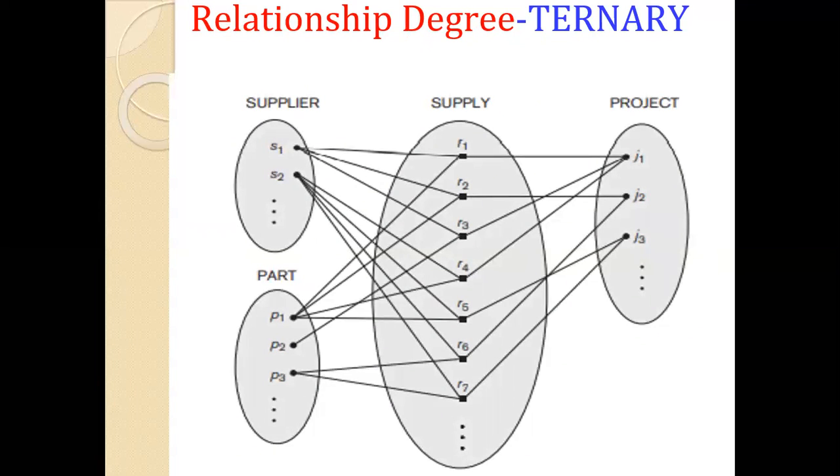Here is how to define the instance. Supplier S1 supplies part P1 to the project J1. Similarly, supplier S1 supplies part P2 to the projects J1, J2 and J3. So like this, the association is defined for three entity types, so it is referred to as a ternary relationship, which gives the degree. So the degree of a relationship is the number of entity types involved in the relationship.